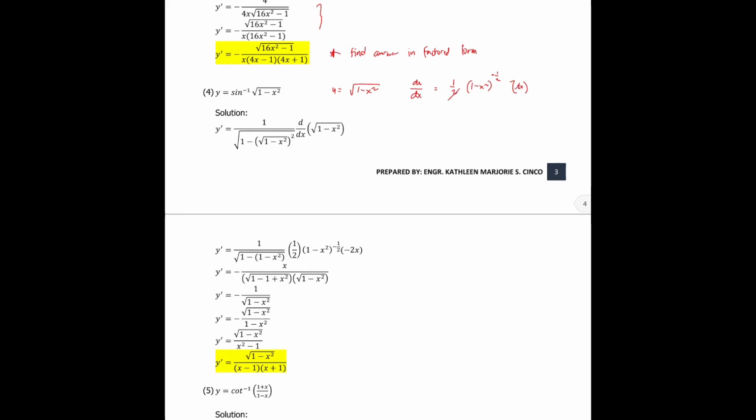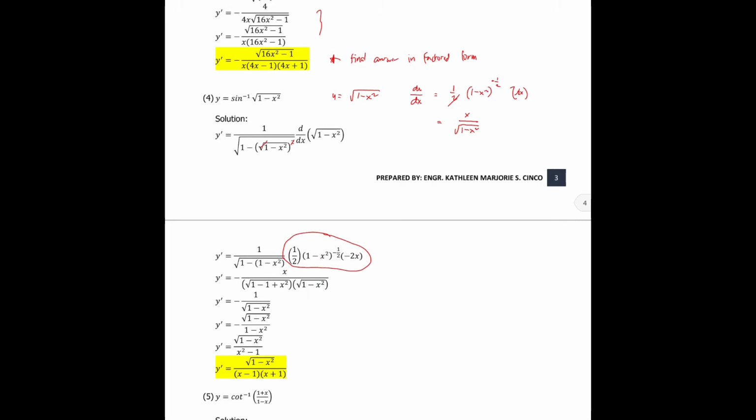So, mag-cancel ang 2. We have x over square root of 1 minus x squared. So, kani siya class, mag-cancel ang square root. Then, from this point is just a matter of simplification. Then, we have our answer in factored form.